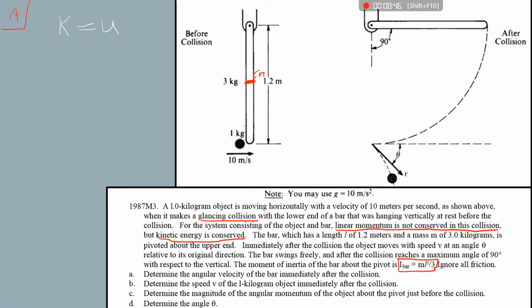So we need to figure out how much angular kinetic energy went into the rod. What's our formula for angular kinetic energy? Angular kinetic energy is 1/2 I omega squared. 1/2 I omega squared equals our potential energy. Potential energy is mgh. Okay, I need to be a little bit careful here though, because what is my h? 1.2. So the problem with that is my mass is not at the end of the rod, it's in the middle.